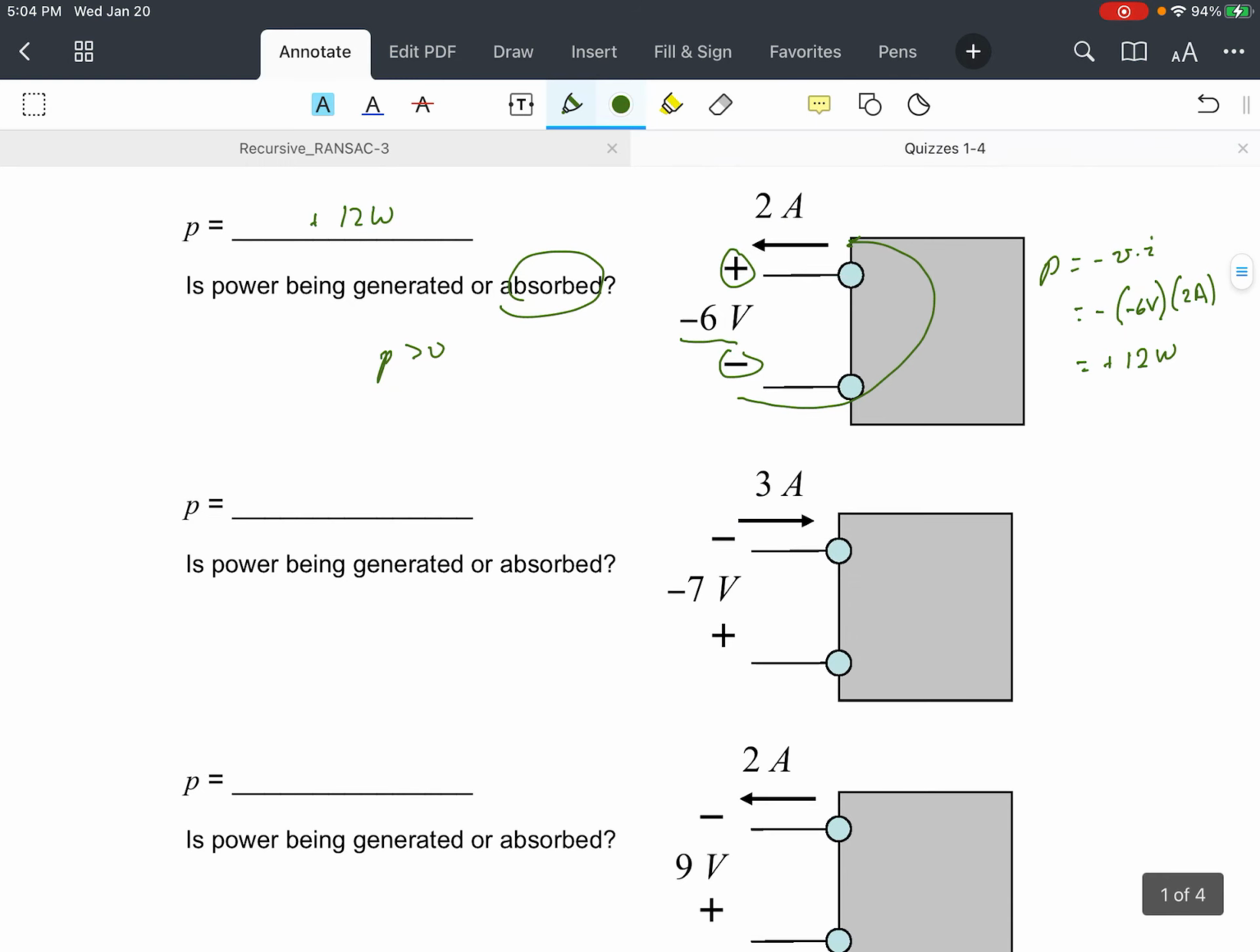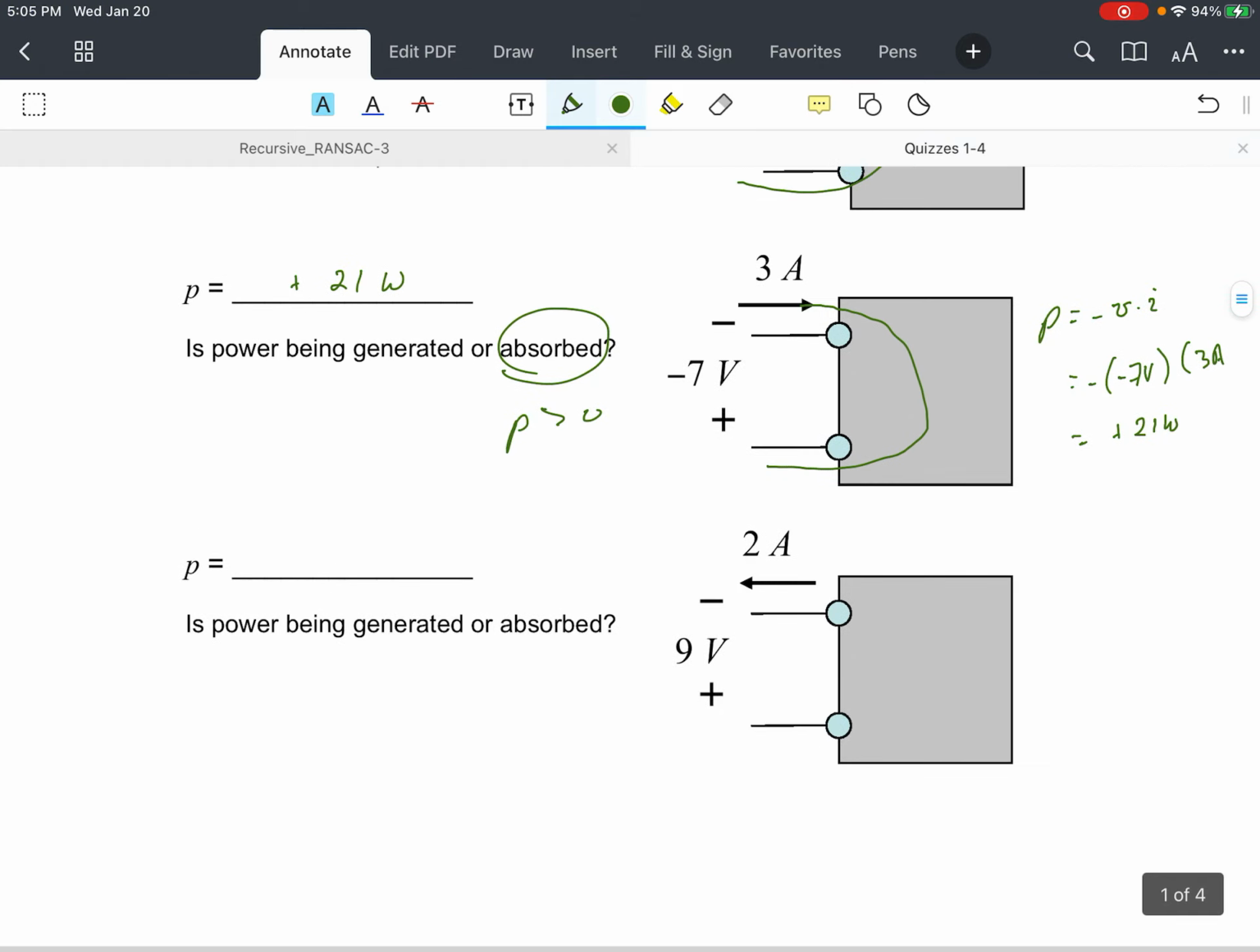Okay, in this particular case, the current is now flowing from the negative terminal to the positive. So this is non-passive sign convention. So P is minus V times I. And so we're going to have a minus. Now the voltage is a negative 7 volts. And the current is 3 amps. So this is going to be positive 21 watts, and power is being absorbed because P, again, is greater than 0.